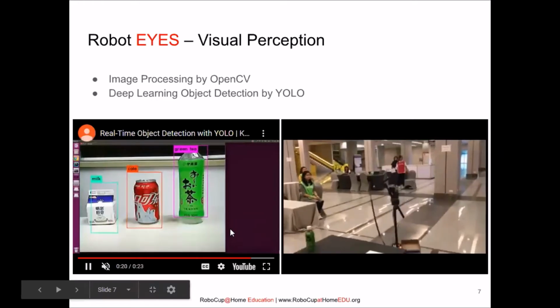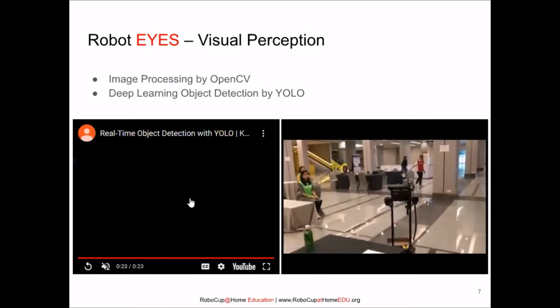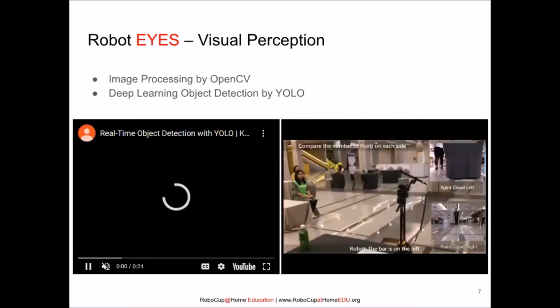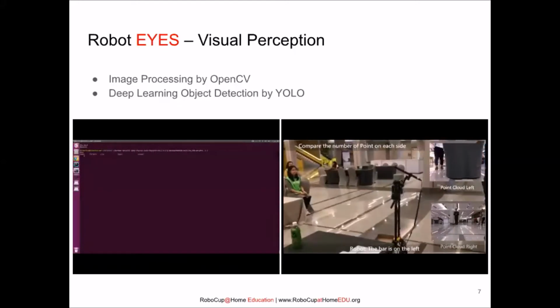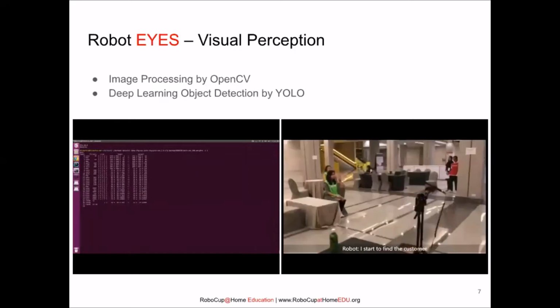And also the accuracy and the robustness of this system is pretty high as compared to the conventional pattern matching, because you have more data and the robot is able to learn and adapt to some changes.